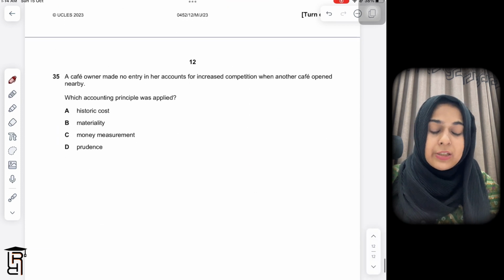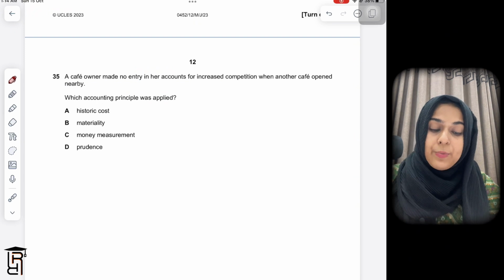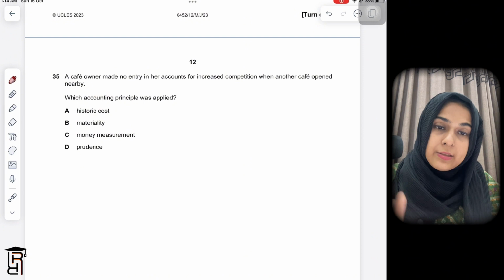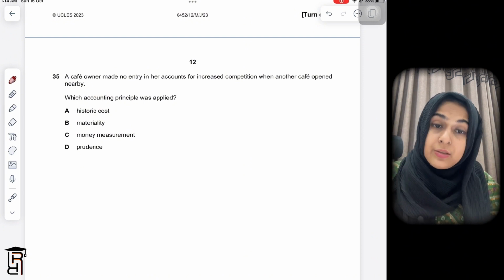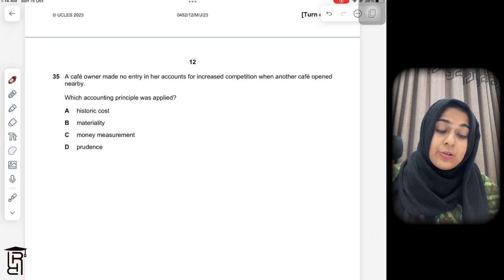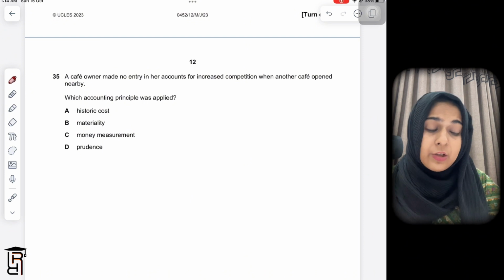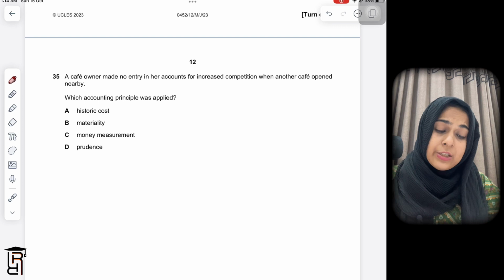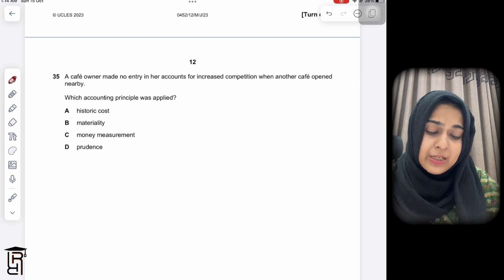Okay, last question here is a cafe owner made no entry in her accounts for increased competition when another cafe opened nearby. Increased competition, you cannot journalize it, you cannot have a journal entry for it, you cannot have a monetary value for increased competition in accounting. In accounting you can only record those things which have a monetary value. If something does not have a monetary value, you're not supposed to record it in the accounting records. So the principle being applied here is money measurement.